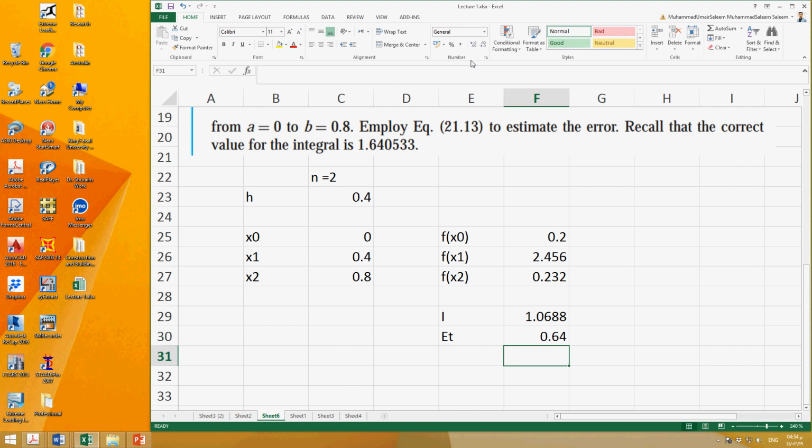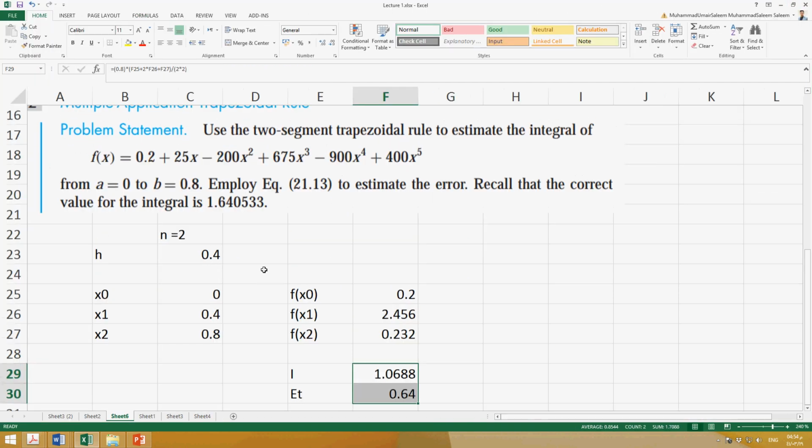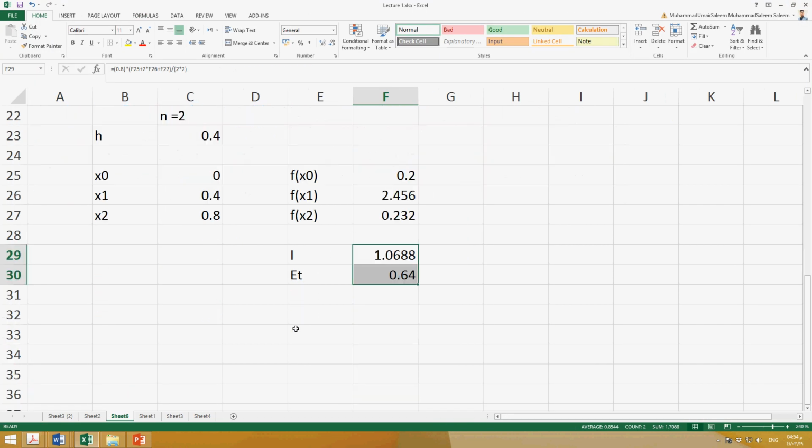So if you add this error to this integral, you can get a value which is pretty close to this. If you sum them together, you will get a value somewhere around 1.7. So this is how you can find the integration when there are more than 2 points. You just see that we have increased just 1 point, and then we got a solution that is pretty close to the analytical value.